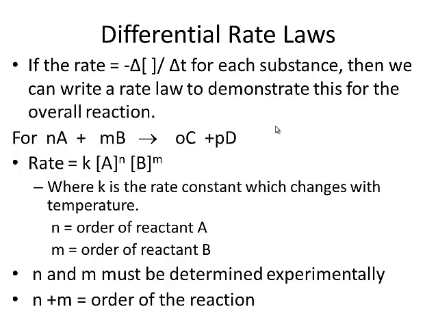And when we talk about orders of reactions, we're talking about how much that substance affects the rate of the overall reaction. n and m must be determined experimentally. They're usually whole numbers, but they don't have to be. And if you add n and m together, you get the overall order of the reaction.